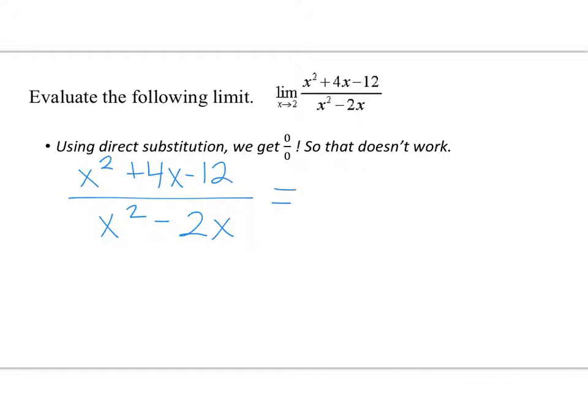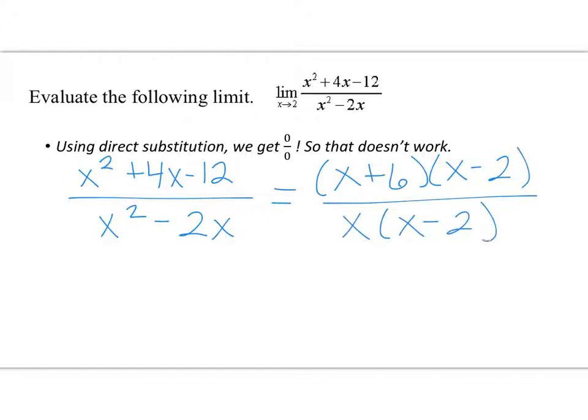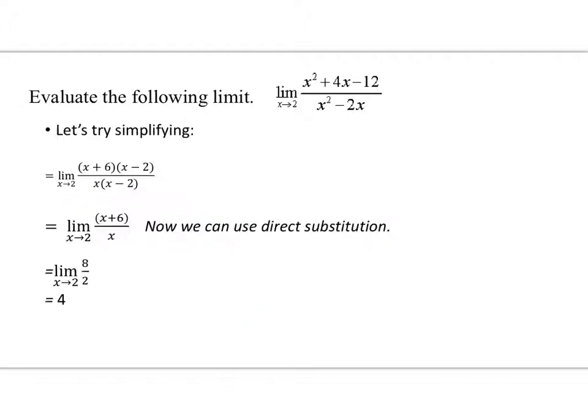So I'm going to factor x squared plus 4x minus 12, so that's x plus 6 and x minus 2. My denominator factors to x times x minus 2. My x minus 2's simplify. So now what I can do is I can say, okay, since it simplified to x plus 6 over x, let's take the limit as x approaches 2 of x plus 6 divided by x.